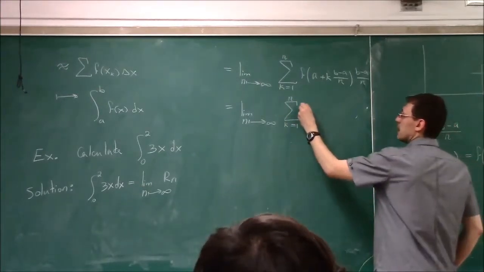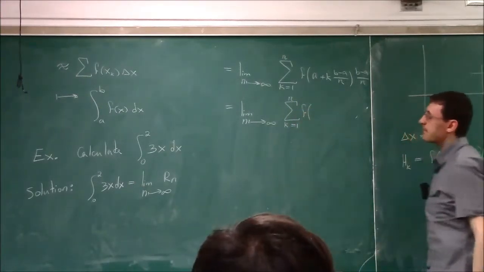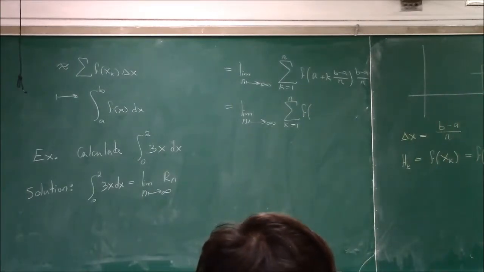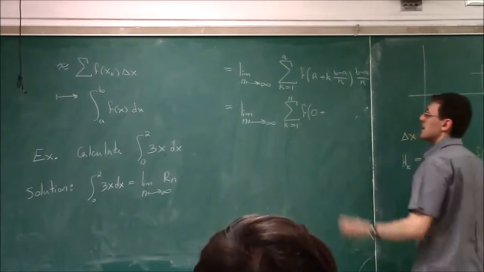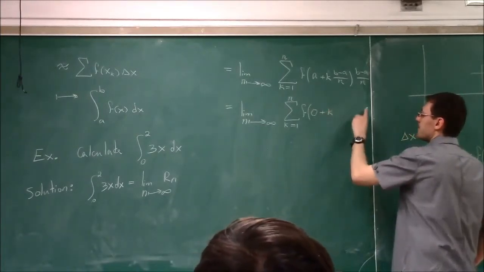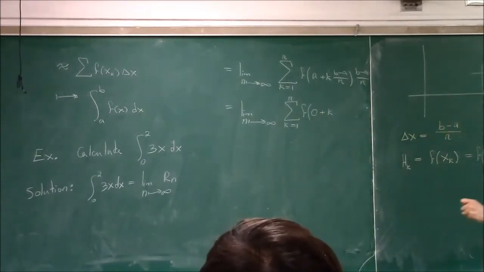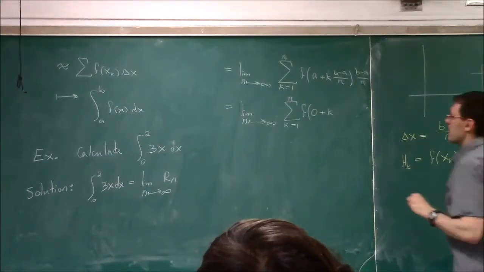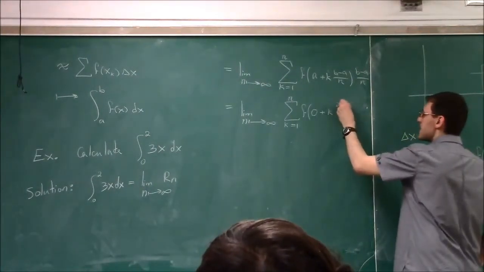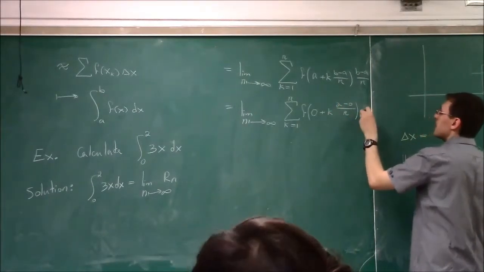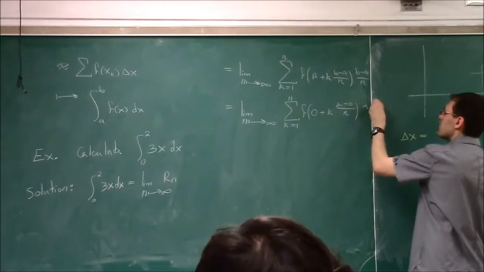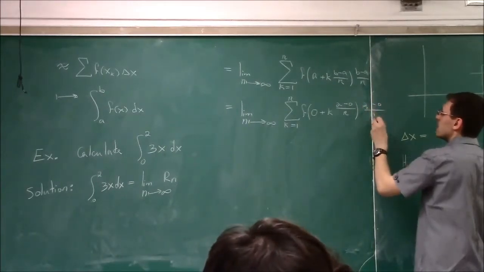So first of all, we'll write f. What's a in this case? 0. Plus k times what? What's b minus a? 2 minus 0 over n. And 2 minus 0 over n.